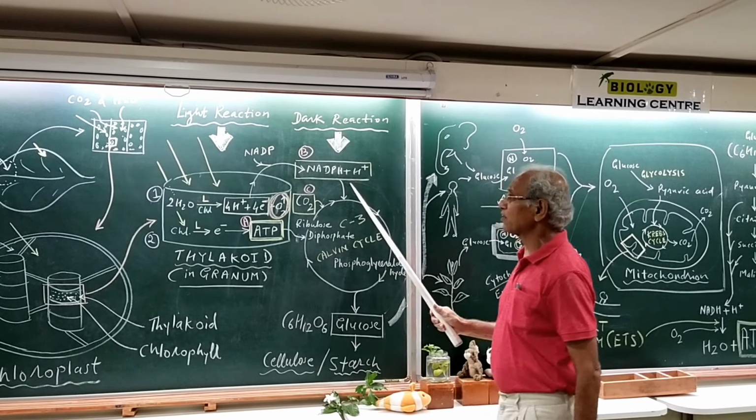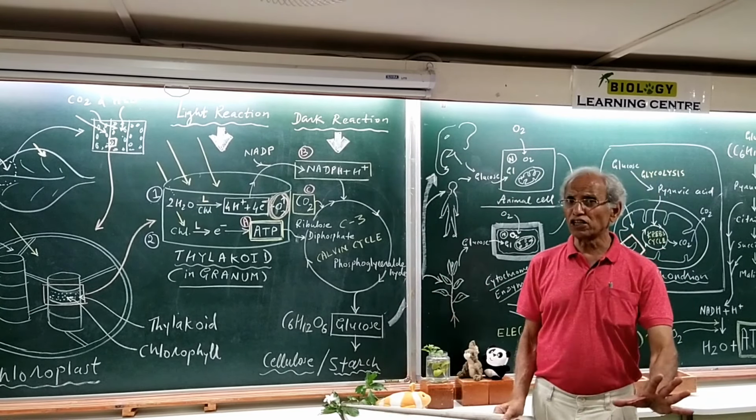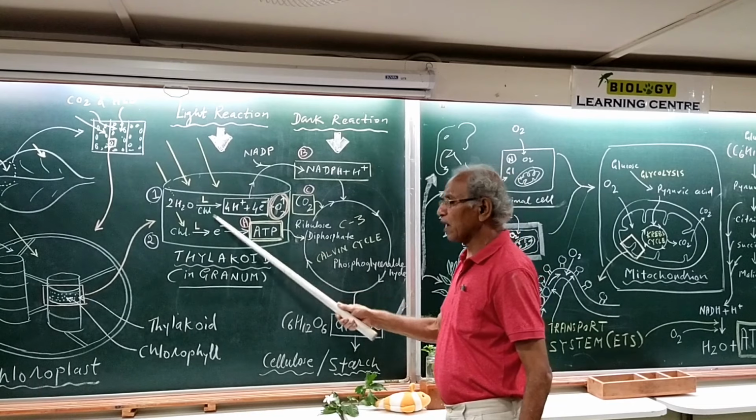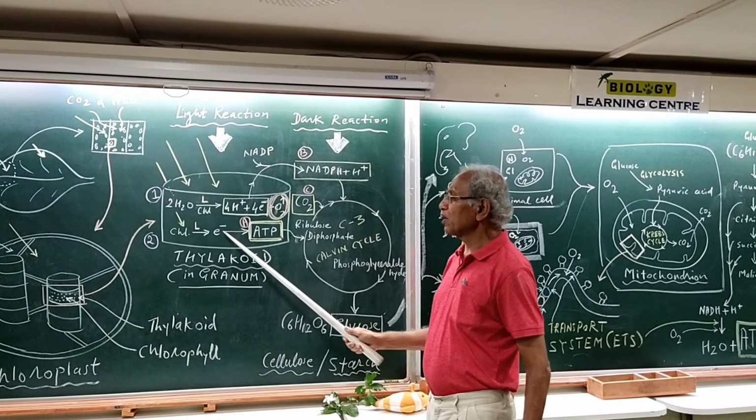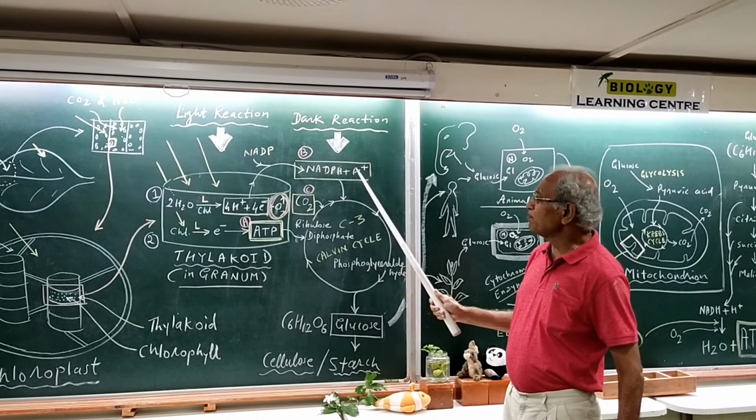Ultimately, this is an important product. What is this product? NADPH plus H. आता मी 3 products इथे तुम्हाला सांगतो, नीट लक्ष द्या. A and B and C. What is ATP? How and where is it produced? It is produced inside the thylakoid. It is produced because of the high energy electron. You require B, NADPH plus H.